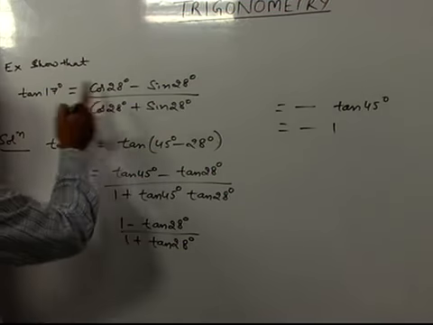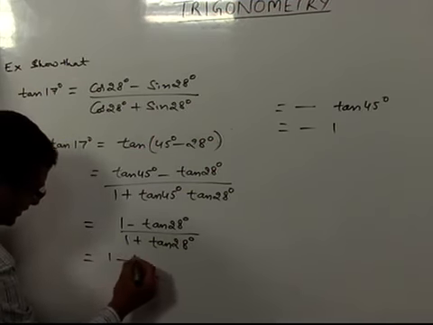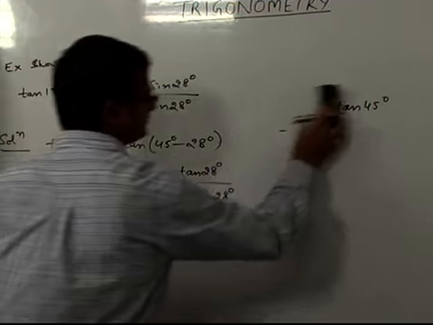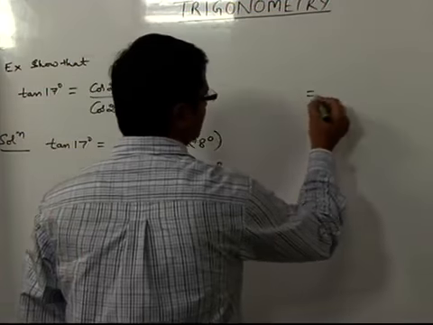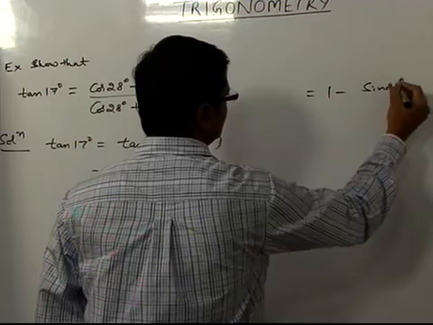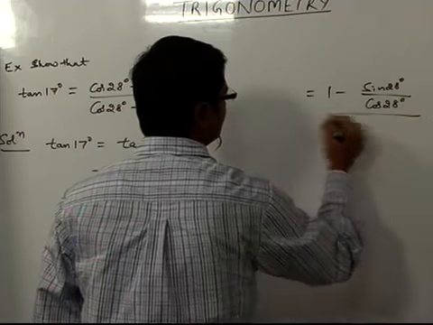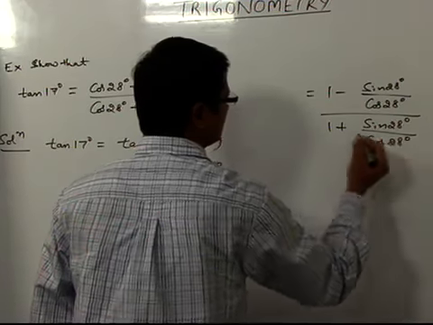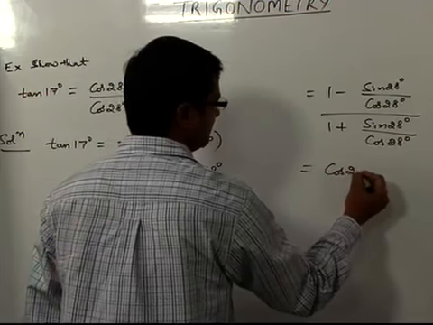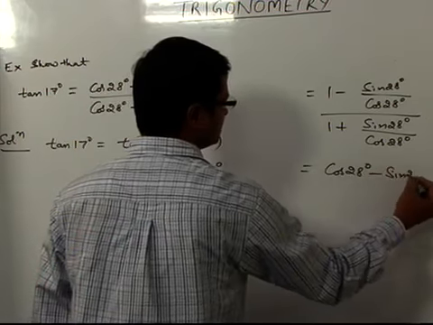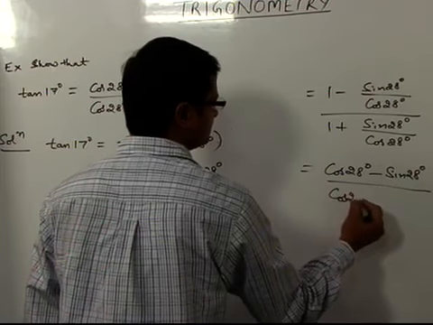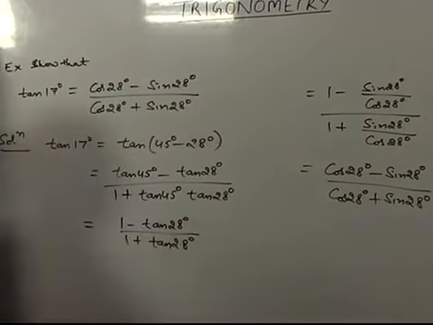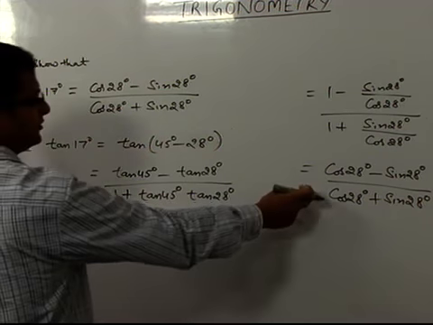We want result in terms of sine and cosine, so we can write tangent 28 is sine 28 degree upon cos 28 degree. By taking LCM, it comes out to be cos 28 degree minus sin 28 degree upon cos 28 degree plus sin 28 degree, which we have to show.